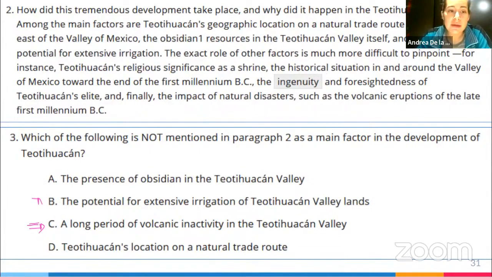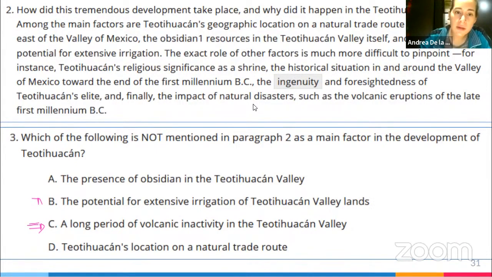All right. Now, the strategy we have to use here is similar to the one we used in the detailed questions. So first thing, we obviously read the question. It says, what is not mentioned as a main factor in the development of Teotihuacan, right? Remember what we did? We identified the keywords first. Can you guys tell me what the keywords are in the question? What are they asking about?